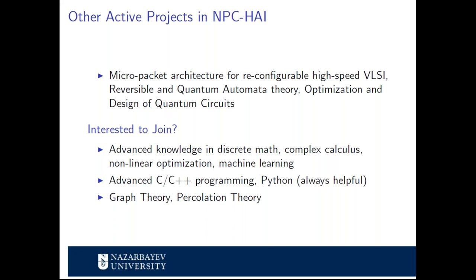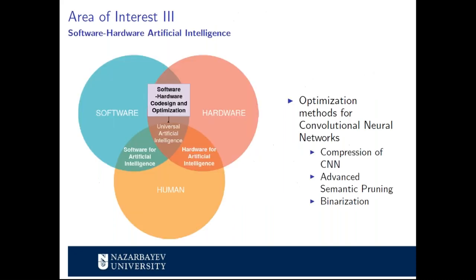We have a more theoretical approach to quantum automata and theory, and other topics, for example, evolutionary-based quantum circuit design. Now, of course, if anybody is interested to join here, the knowledge required for this part is different from the hardware and software parts. Here we are looking for people with discrete mathematics, complex calculus, nonlinear optimization, and machine learning. The programming is also mostly done in C++, and people need to know some graph theory.